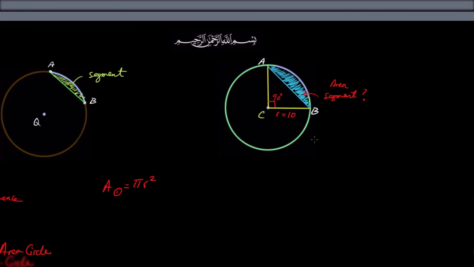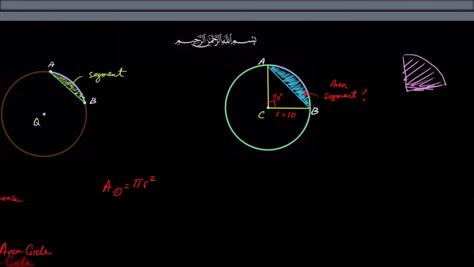Well, the way you would find the area of the segment is you can find the area of the sector, correct? You can find the area of the sector. So let me just draw the sector by itself kind of like this. So you can find the area of the sector. And then you can subtract away from this the area of this triangle. And what you'd be left with would be the area of the segment.